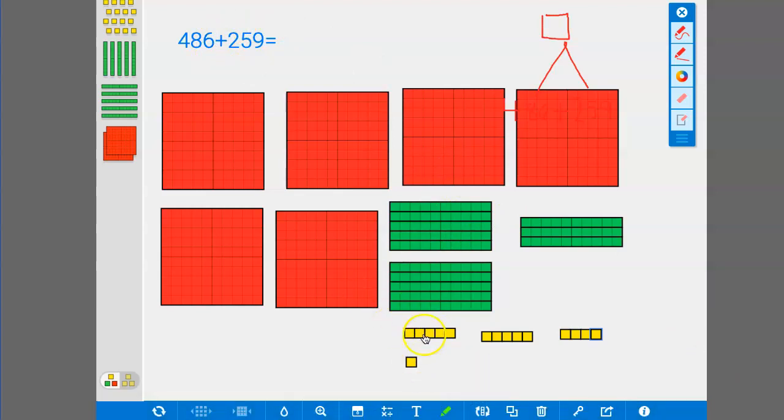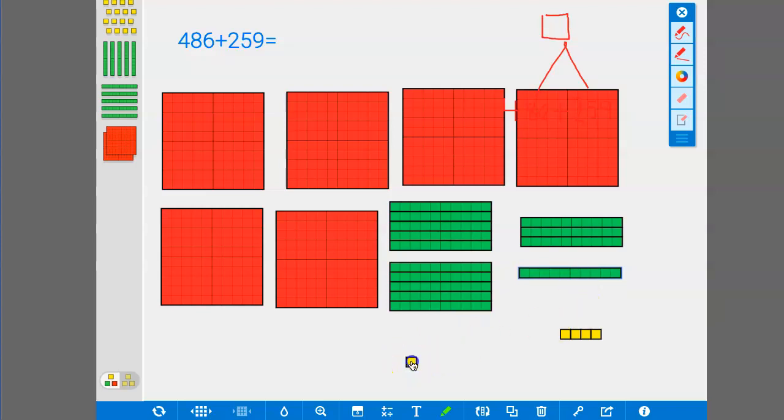So here we go. Now let's look at our ones. We're adding 6 ones plus 9 ones. So remember we had 6 right here and 9 right here. If you look carefully, you might notice that we made 10 right here. Do you see the 5 and 5? 1, 2, 3, 4, 5, 6, 7, 8, 9, 10. So if we put these together like this, we can make it into a group of 10. And we can move it over here.